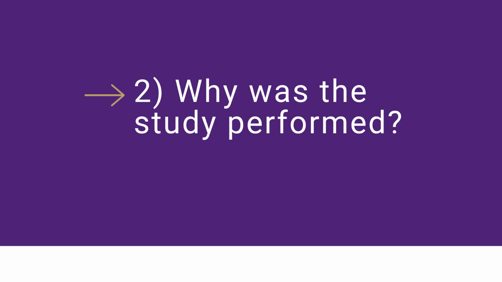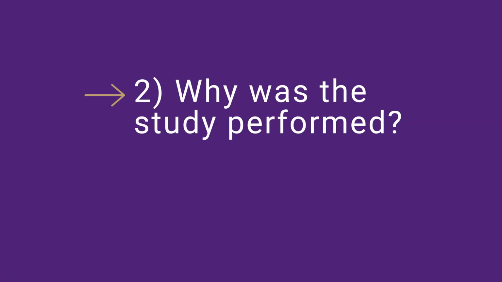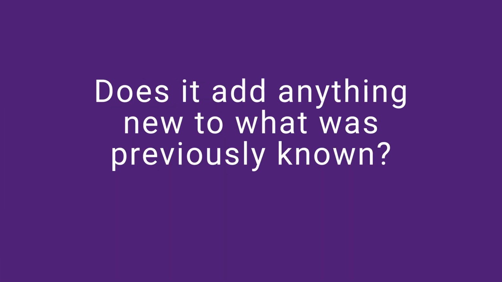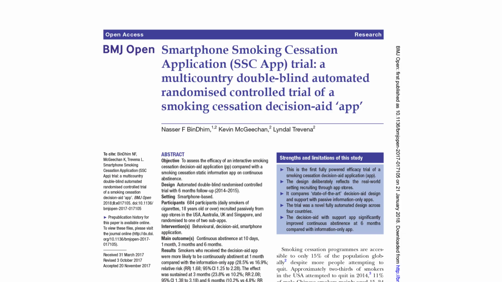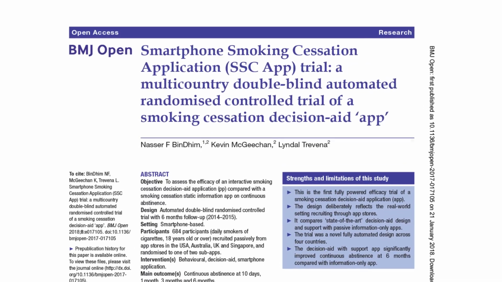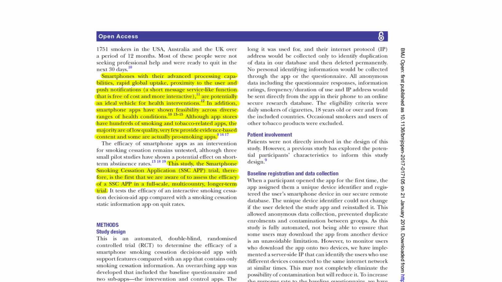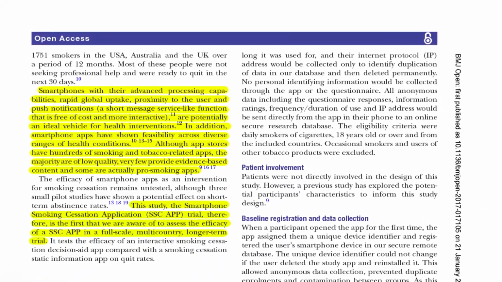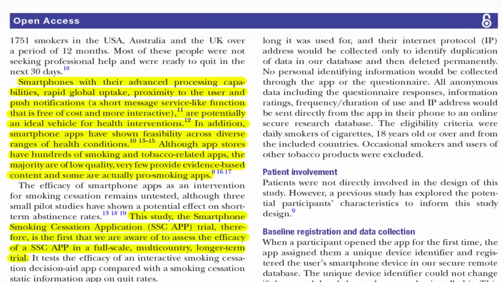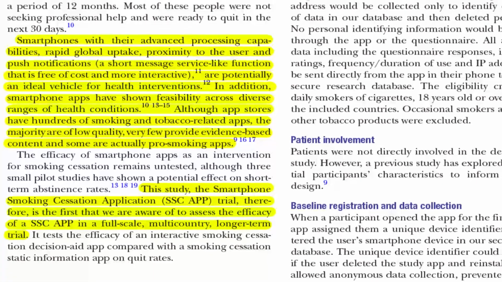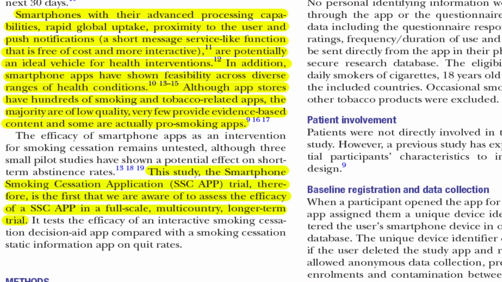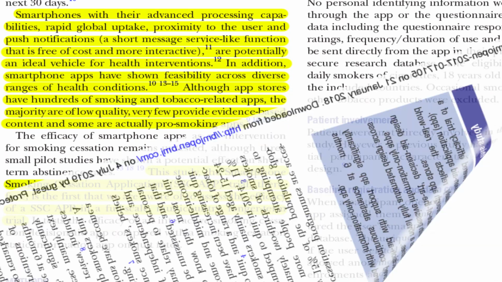You should then consider, why was the study performed, and does it add anything new to what was previously known? Statements along these lines are generally found in the article introduction or at the beginning of the methods section. The statement should be followed by an explanation of what is already known on the topic and a brief review of published literature to provide evidence to support the necessity of the study.